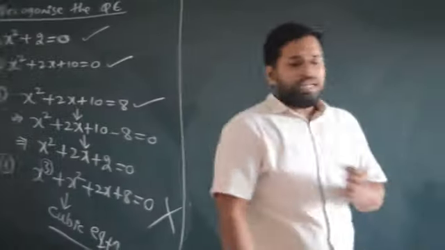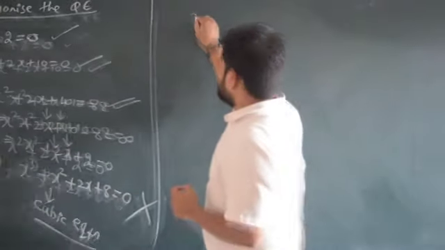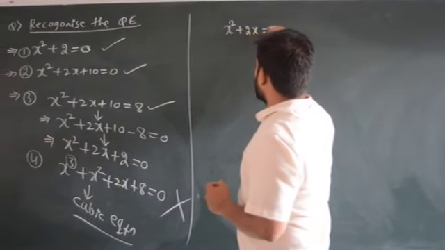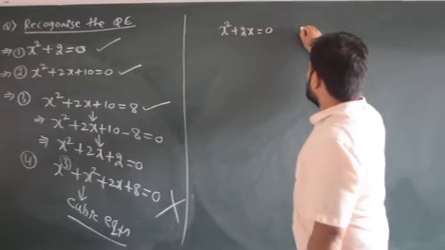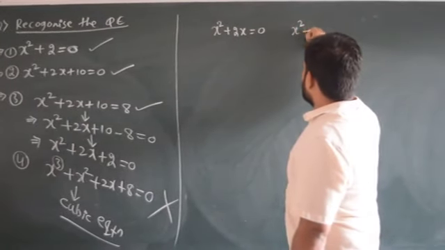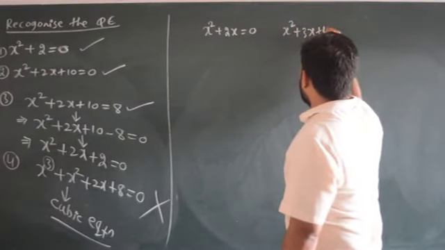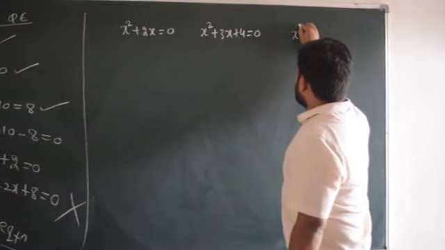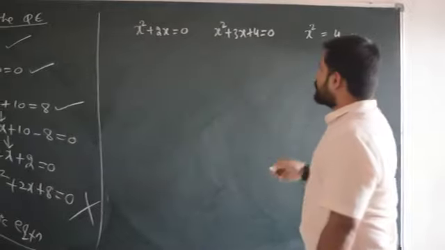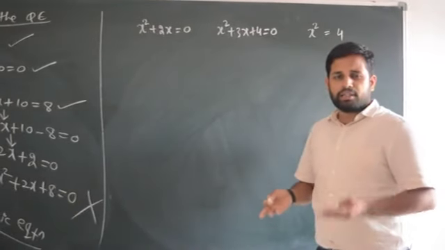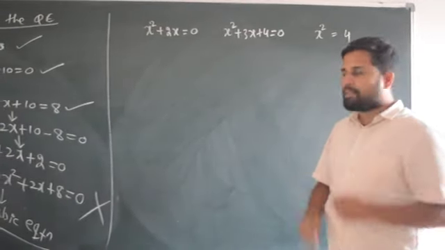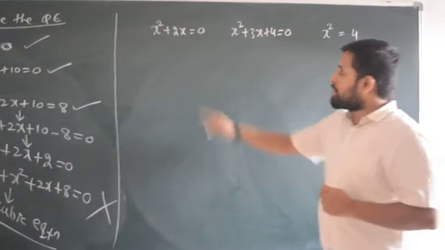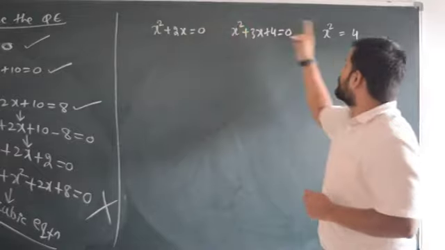Now, whenever you see a quadratic equation, I wrote something, no? So x square plus 2x is equal to 0, I wrote. Then I wrote something like x square plus 3x plus 4 is equal to 0. Then I wrote something like x square is equal to 4. So all these are quadratic equations, my dear children. Why are these quadratic equations? Equation, because there is an equal sign. Fine. Why is it quadratic? Because the degree is 2.